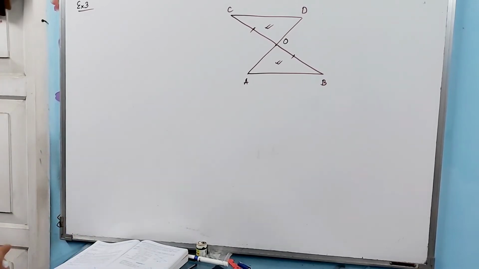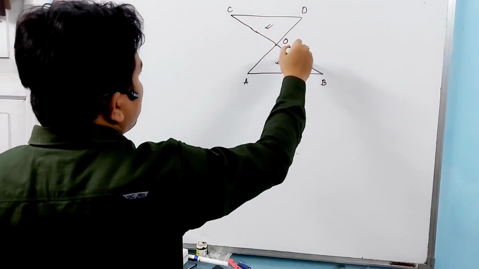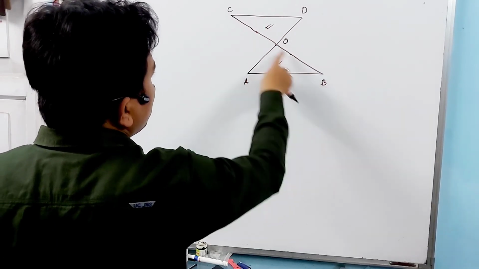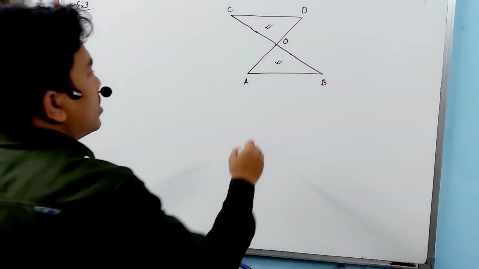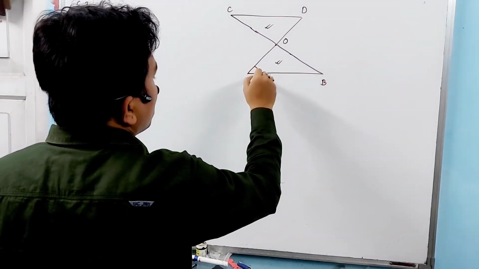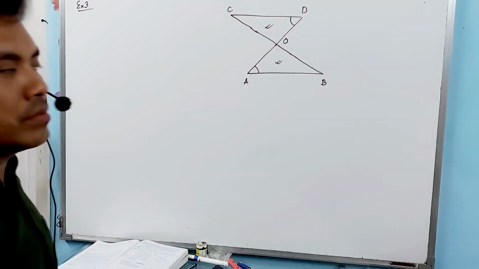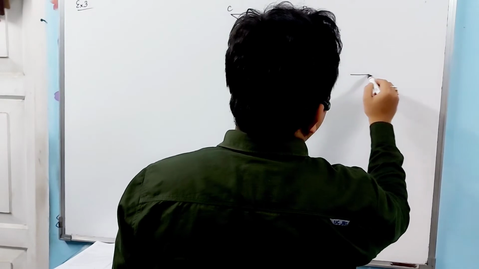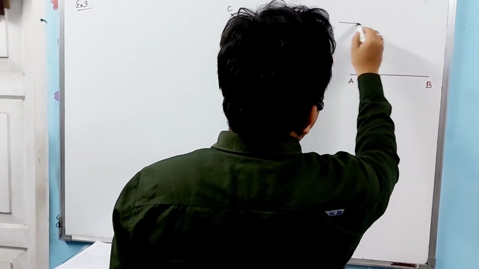Now, already we are given that AB is parallel to CD. Then, can we say that this angle is equal to this angle? See carefully. It is given that AB is parallel to CD.